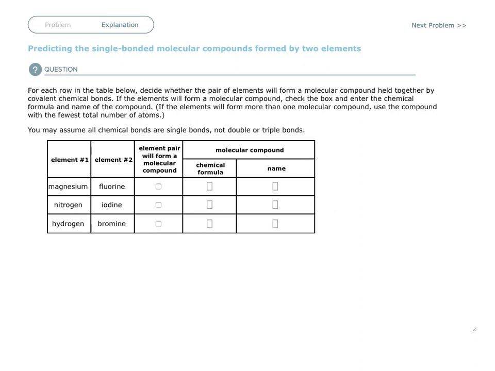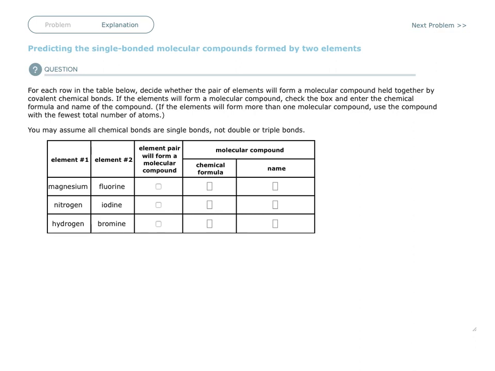Okay, so the first one I have here is magnesium and fluorine. Magnesium is in group 2, that's a metal. Fluorine is in group 7, that's a nonmetal. So it does not form a pair that will form a molecular compound, so therefore you do not write a chemical formula or a name. So the first one, there's nothing.